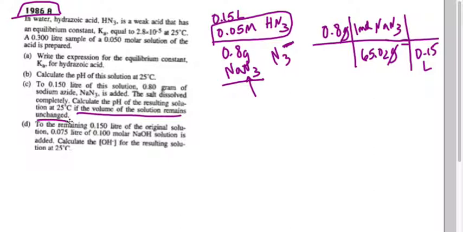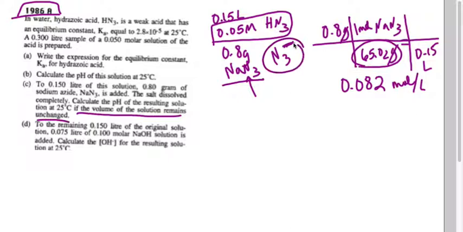0.082. Does someone else get that? All right. 0.082 moles per liter. And the reason I can do this, again, I had to use the full molar mass of sodium azide, right? But for every 1 mole of that, I had 1 mole of that.